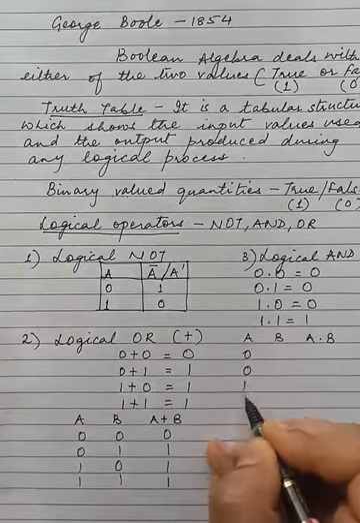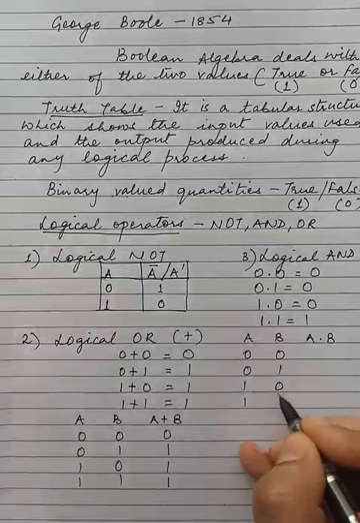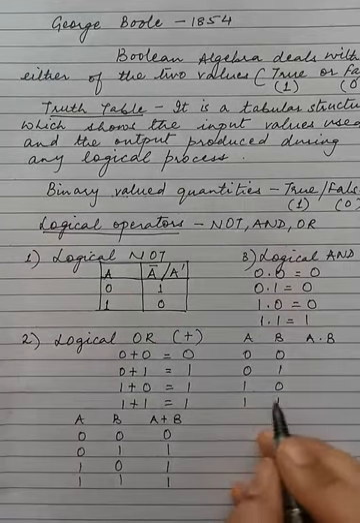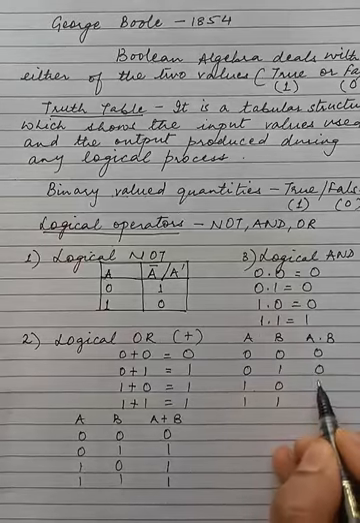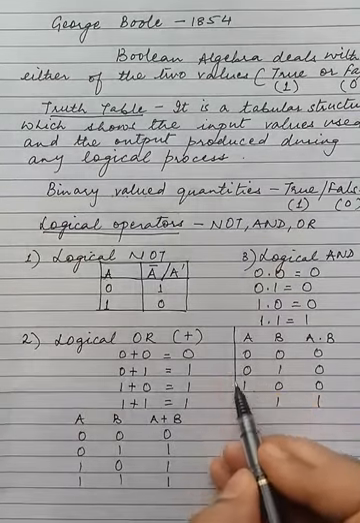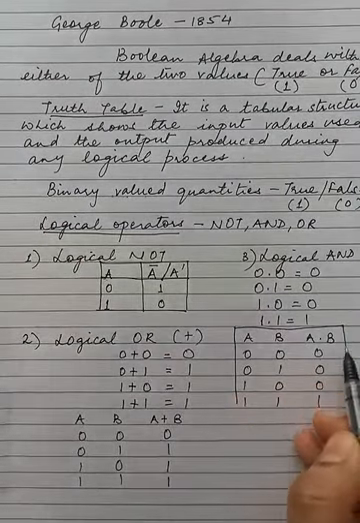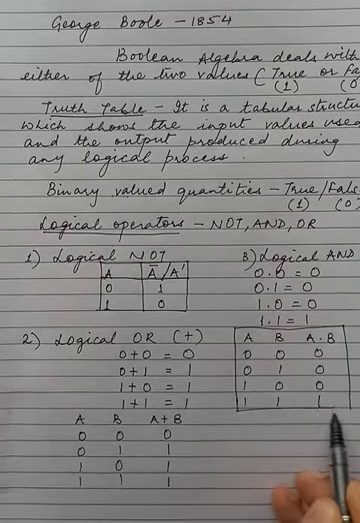The truth table for this will be like this. I am drawing the truth table. First I am writing the binary valued quantities for the inputs. 0 and 0 is 0. This is 0, this is 0, and this is 1. So this is the truth table for logical AND.